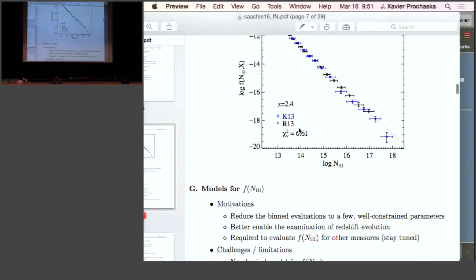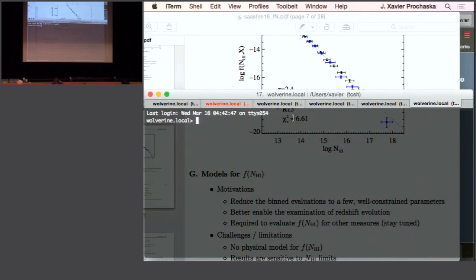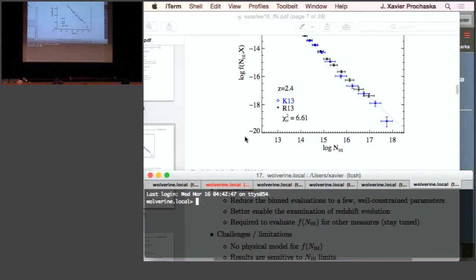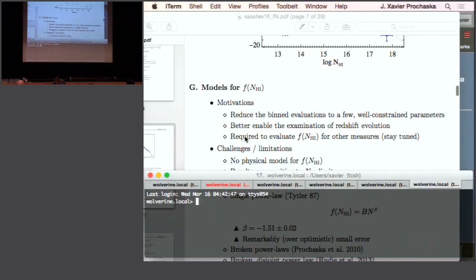What we need to do next is to model this frequency distribution. We're motivated to do that to reduce the bin evaluations, which appear to be rather well-behaved, to a few parameters, in part so that we can use this frequency distribution to do calculations. It'd be more or less impossible just using the bin evaluations. It also simplifies our exploration in terms of redshift.